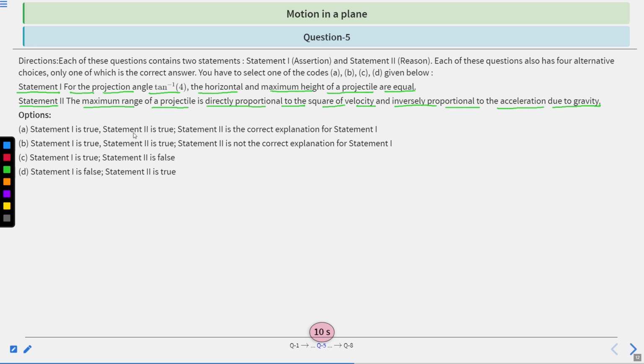Option A: statement first is true, statement 2 is true, statement 2 is the correct explanation for statement first. Option B: statement first is true, statement 2 is true, statement 2 is not the correct explanation for statement first. Third option: statement first is true, statement 2 is false. And last option: statement first is false, statement second is true. So which one is correct, A, B, C, D? You have 10 seconds to solve this question. After 10 seconds, we will provide the solution.